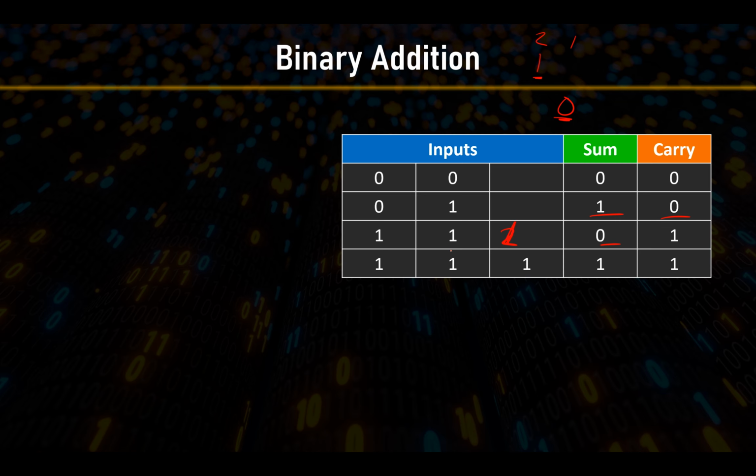So that's why 1 plus 1 is going to be a sum of 0, carry of 1. Then if we have 3 1s, a sum of 1 and then a carry of 1. Because in that case, 2 plus 1 is going to be 3. So we have a 1 in the 2's column, and also a 1 in the 1's column, to give us 3.